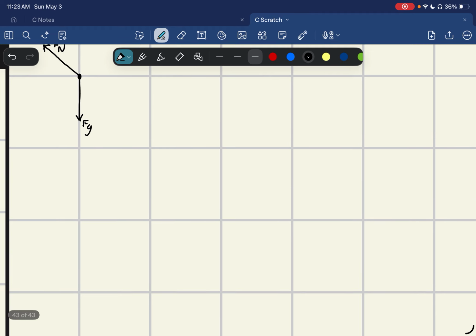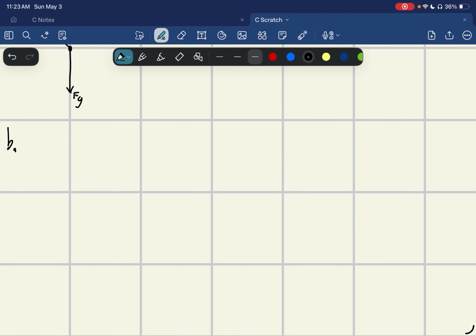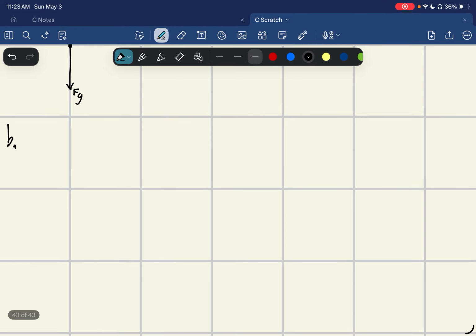Okay, part B. Part B asks us to find the Fn exerted by the ball onto the ball in terms of mg, r, and d. Okay, so I'm just going to draw out the scenario real quick. So this here is going to be Fn.